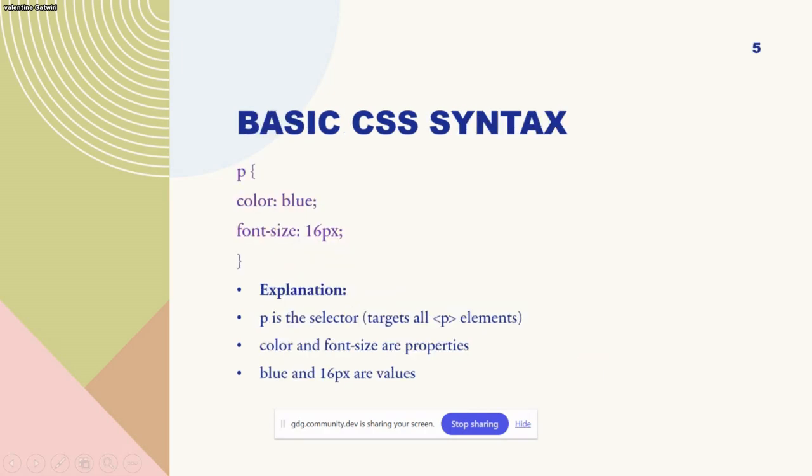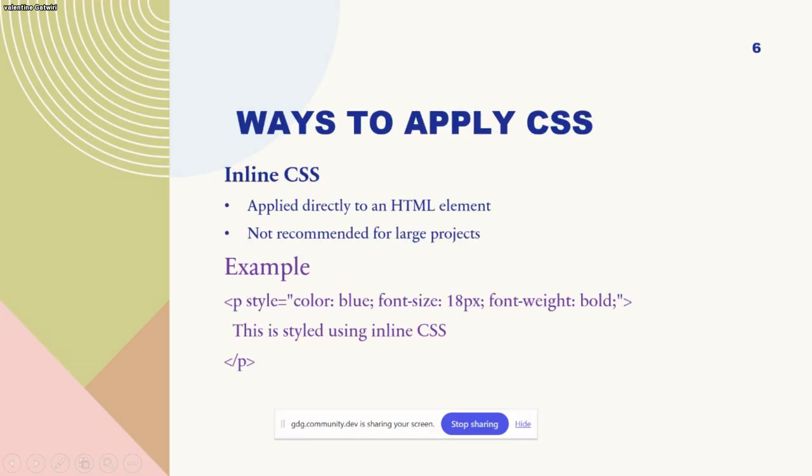So, basic CSS syntax. There is p, which means paragraph. Color is blue, font-size 16px. So p is the selector, color and font-size are the properties, and blue and 16px are the values. Let's go to a practical example.